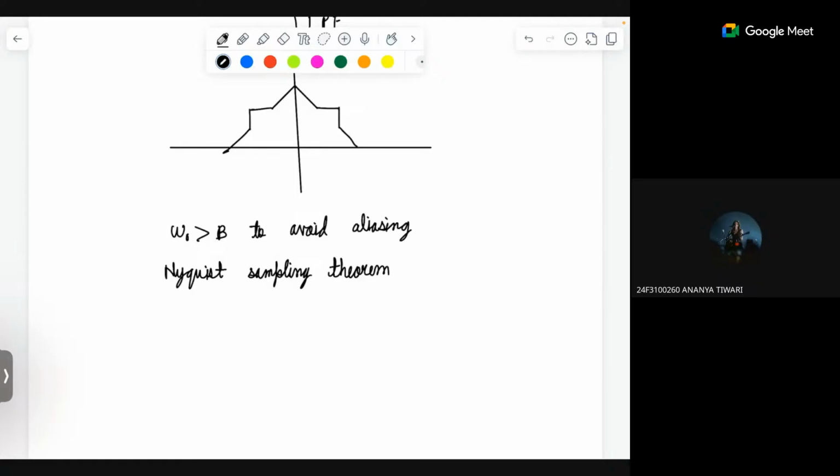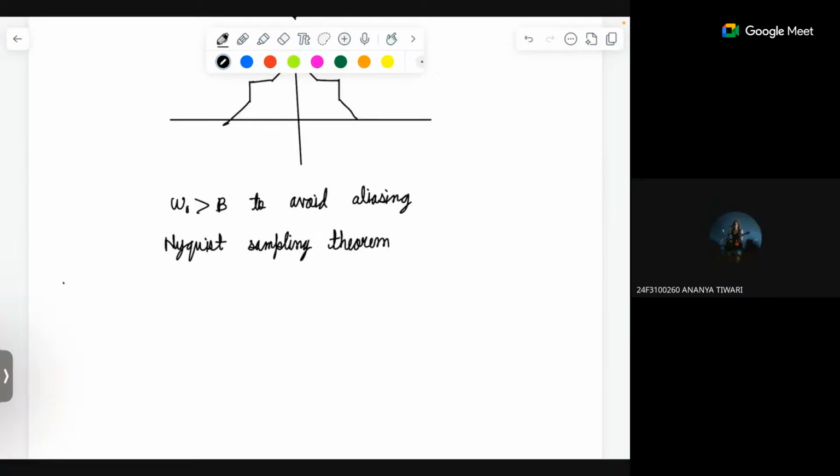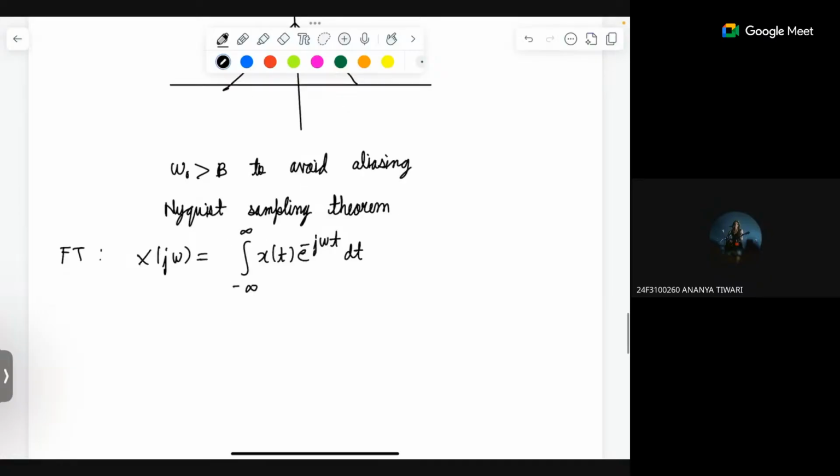Okay, so now we will move to Laplace transform. I will just quickly write the Fourier transform equations to see some kind of analogy. Fourier transform: X of j omega is equal to the integration from minus infinity to infinity of x(t) e raised to the power of minus j omega t dt. This is the Fourier transform equation. Are you able to recall? Yes, ma'am. Inverse Fourier transform: x(t) is equal to 1 upon 2 pi times the integration from minus infinity to infinity of X of j omega e raised to the power of j omega t d omega.